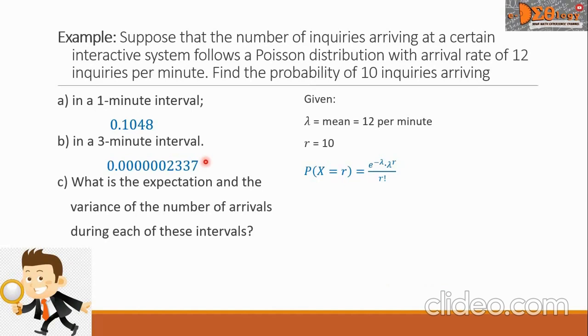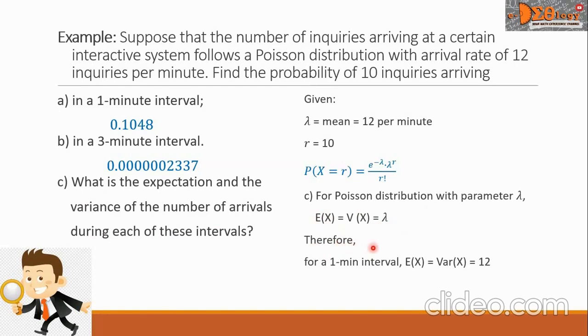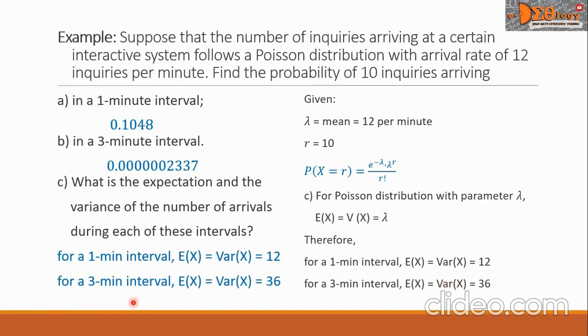Let us now solve for problem C. What is the expectation and the variance of the number of arrivals during each of these intervals? For Poisson distribution with parameter lambda, the expected value is equal to the variance of x, and that is equal to lambda. Therefore, for a 1-minute interval, the expected value and the variance are equal to 12. For a 3-minute interval, the expected value and the variance are all equal to 36. This is our answer for letter C. Let us copy this answer under problem C.